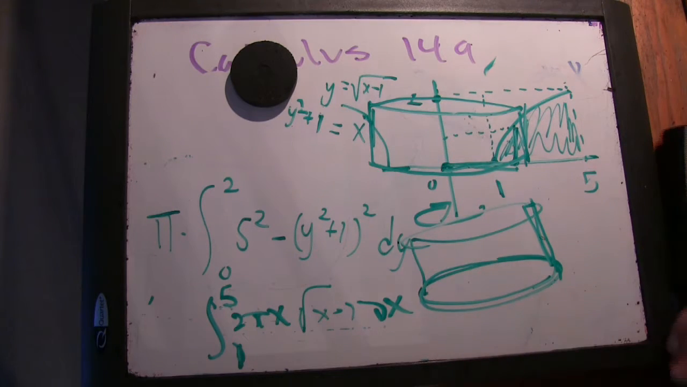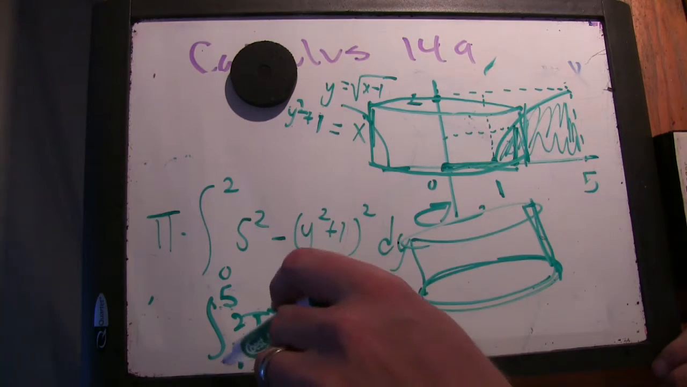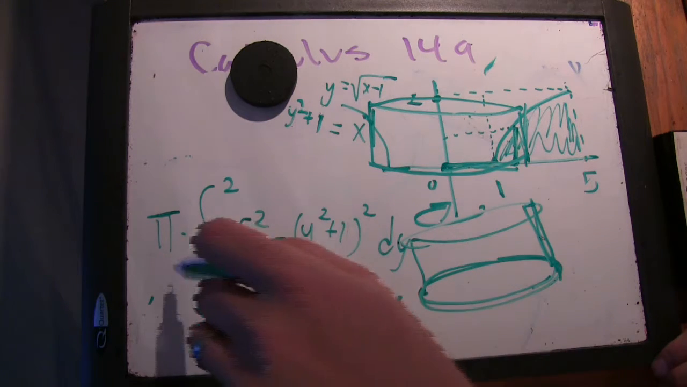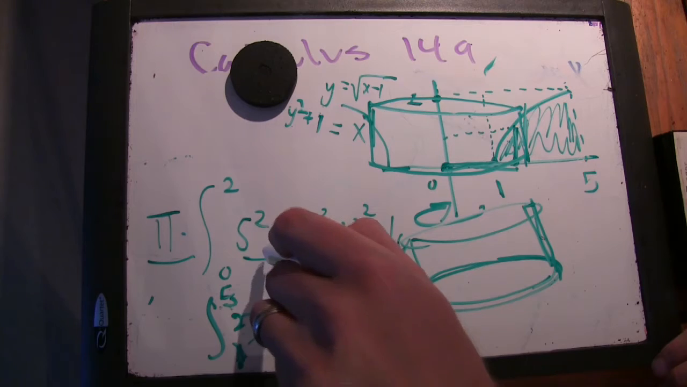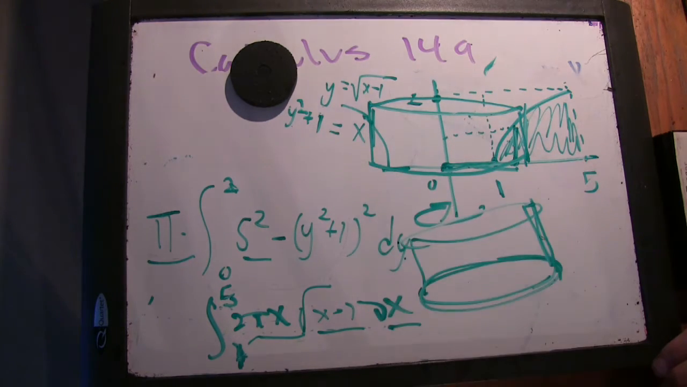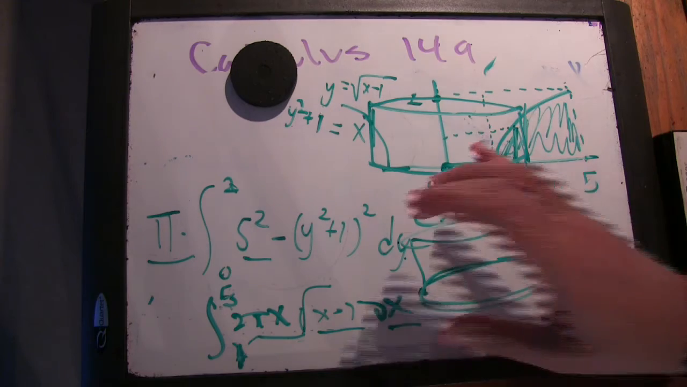So the volume comes from the circumference. The surprising thing is that this integral, 1 to 5 of 2 pi x times the square root of x minus 1 dx, and this integral, pi times 0 to 2 of 5 squared minus y squared plus 1 squared dy, are describing the same shape and therefore have the same answer. Okay? Alright. We'll check that off camera.